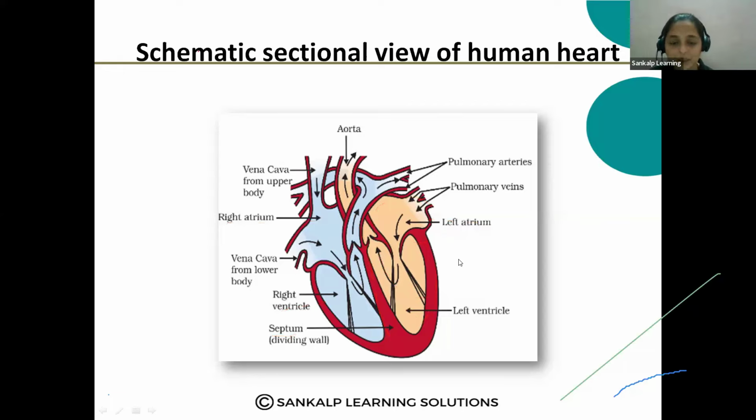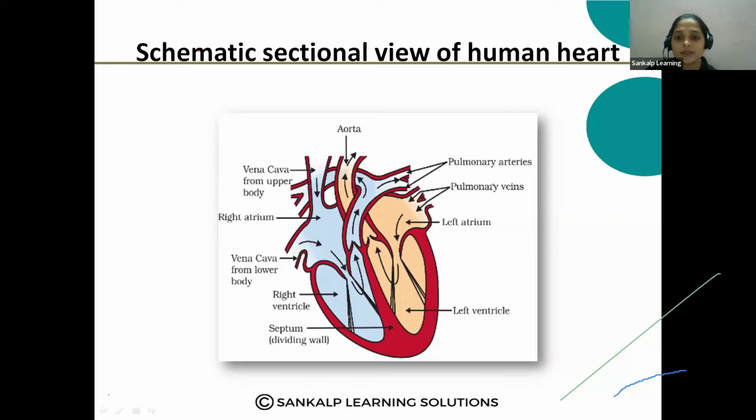So next, what we are studying is how the blood is moving inside the heart. Here the oxygenated blood is represented in a pink color, and the deoxygenated blood is represented in a blue color. Using this diagram, I'm going to explain how the heart is able to pump the blood to the different parts of our body.